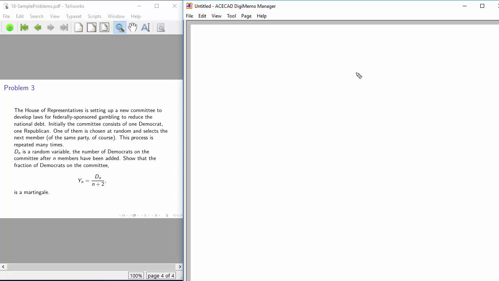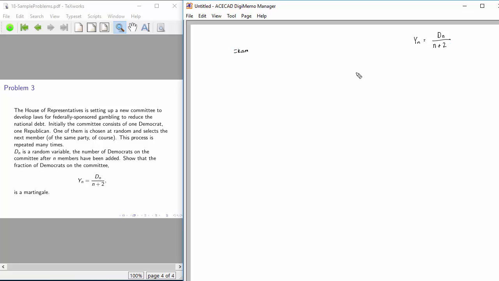So D sub n is now a random variable. After we have added n members, it's the total number of Democrats, and what I'm going to show is that the fraction of Democrats on the committee, which is D sub n over the total committee membership, it started at 2 and we added n new members, the proportion of Democrats is a martingale.